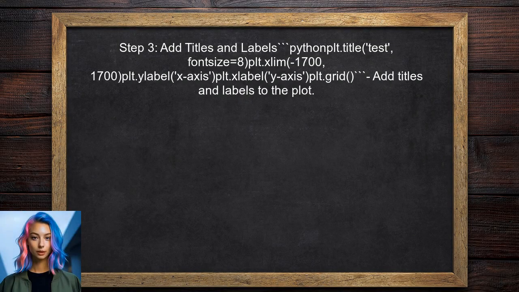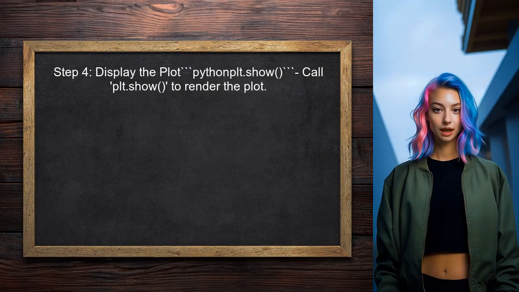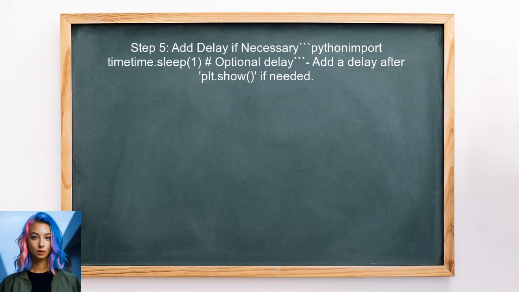After setting up the subplot, the user can add titles and labels. This step is crucial for clarity in the plot. Finally, the user should call plt.show to display the plot. This command should be the last step to ensure that the plot is rendered correctly. If the plot still freezes, the user can try adding a small delay using time.sleep after plt.show to allow the plot to render before the script continues.